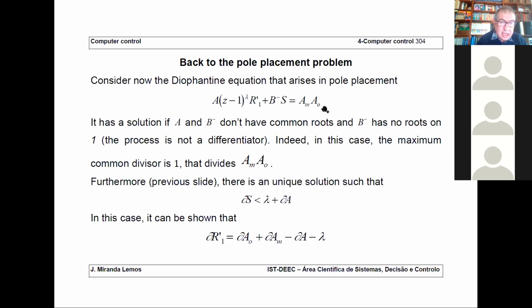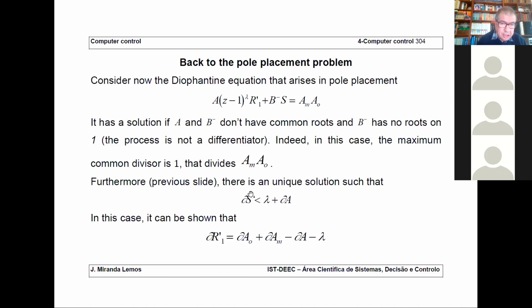So this equation has a solution. Actually, it has an infinite number of solutions corresponding to different controllers. So there is an infinite number of controllers that you can use. But you want to use a controller with minimum complexity, so you impose that the degree of S is smaller than the degree of A multiplying (z minus 1) up to lambda, or lambda plus degree of A. In this way, you know that you have one solution and only one solution.